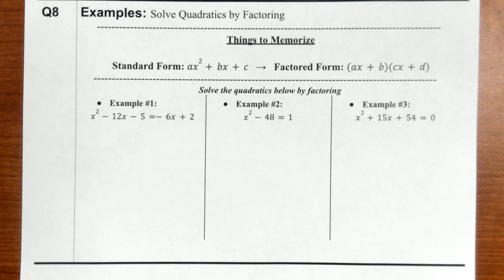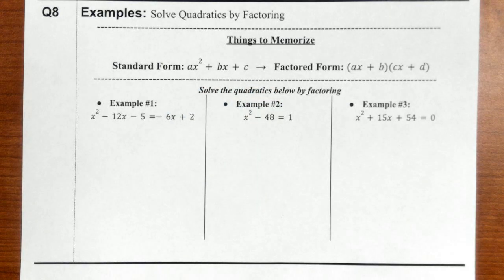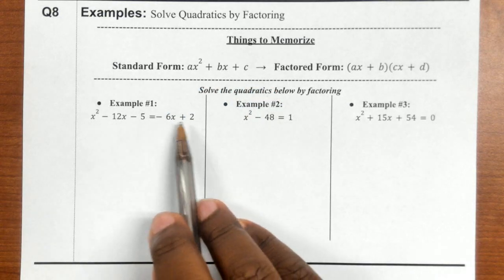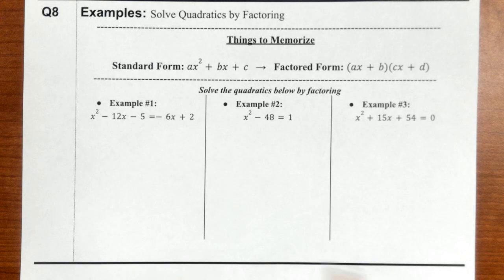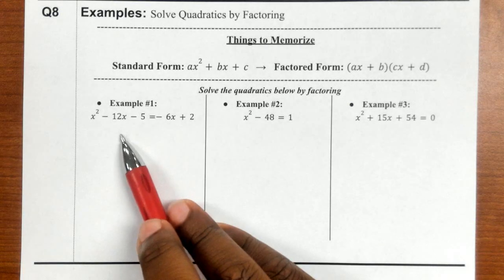Question number 8 wants us to solve quadratics by factoring, alright? So first things first, guys, whenever you're solving by factoring, you need to make sure that all your terms are on the same side so it looks like the standard form for quadratic, alright? So here we look at the first example. Do we have all the terms on the same side? No, alright? So I need to move all my terms that's to the right to the left side.